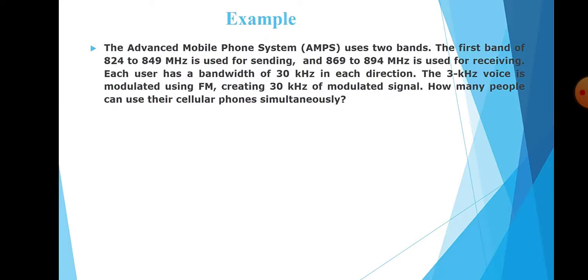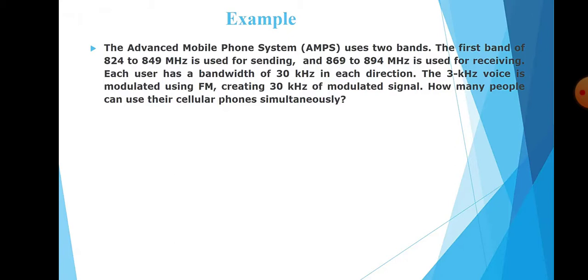The advanced mobile phone system uses two bands. The first band of 824 to 849 megahertz is used for sending and 869 to 894 megahertz is used for receiving. Each user has a bandwidth of 30 kilohertz in each direction, that is sending and receiving. The 3 kilohertz voice channel is modulated using FM, creating 30 kilohertz of modulated signal. How many people can use their cellular phone simultaneously?